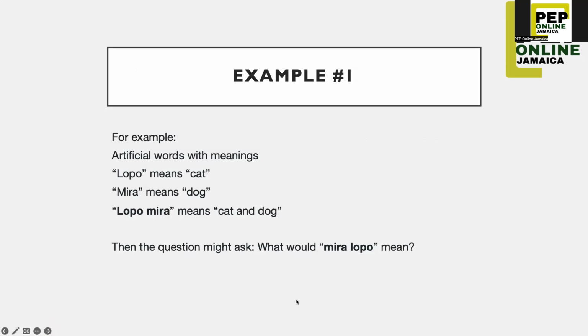Then the question might also ask you, what is Myra Lopo? Then if Lopomyra means cat and dog, then Myra Lopo would mean, right, dog and cat. Now we get in there.